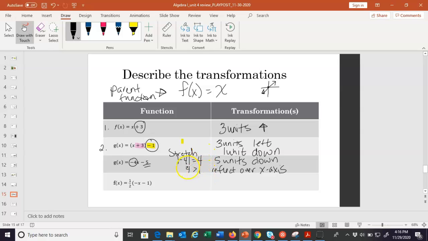Let's look at the last one, number 4. So we have the 1/2 out here on the front. That's that fraction, so we know it's going to compress. Vertical compression. There is a negative inside the parentheses this time, so that's going to reflect over the y-axis. And there's a -1 inside the parentheses. That's going to go 1 unit to the right. That's our horizontal shift. And since it's negative, you want to think the opposite. So we're going to go to the right.